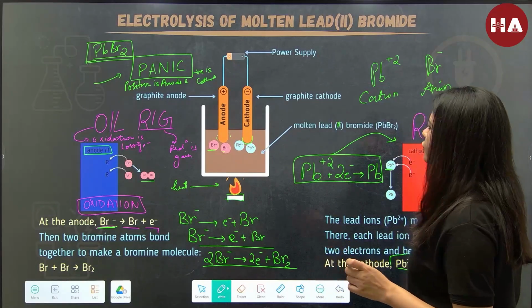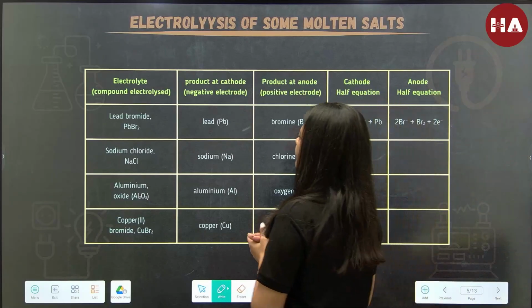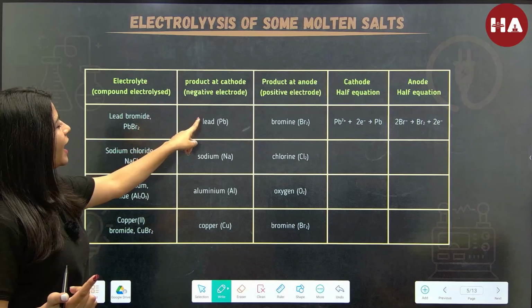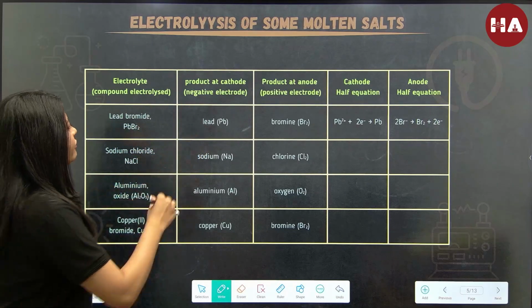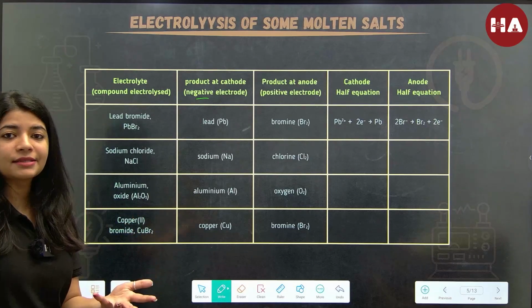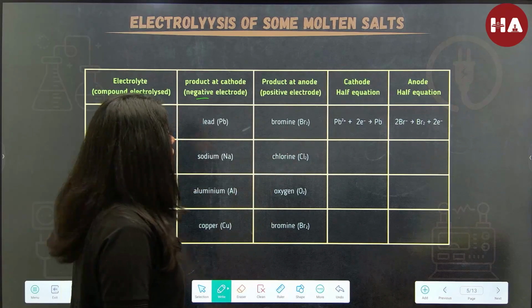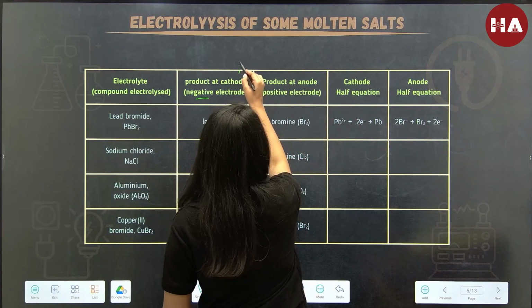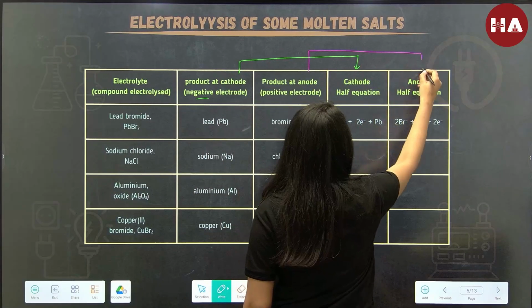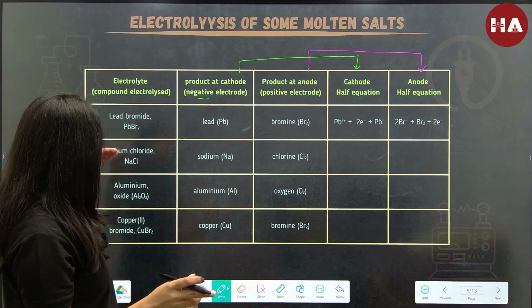I hope you have understood this. Now let's move to electrolysis of molten salts. So what really happened? For example, PbBr2 we have already done. The product at the cathode, which is the negative electrode, Pb was deposited, right? Because lead is a metal. And at the anode, what happens? Br is present, right? And if I have to write the cathode half equation and the anode half equation, how will we write? We have already done this. Now let's try some other salts also.